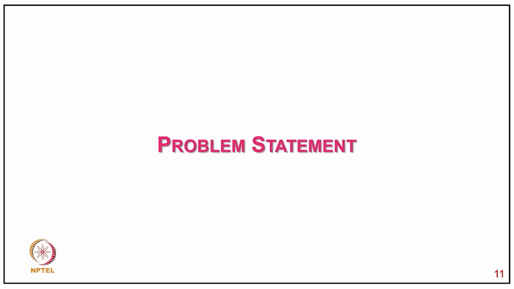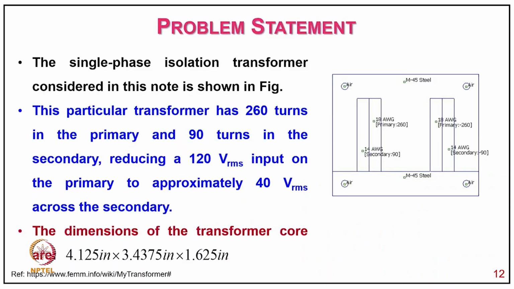Now coming to the problem statement. Consider the single phase isolation transformer shown in the figure. As you can see in purple, the turns as well as the material of the ferromagnetic core are shown. This particular transformer has 260 turns in the primary and 90 turns in the secondary, producing, from a 120 volt input to the primary, approximately 40 volts across the secondary. The dimensions of the transformer core are 4.125 inch by 3.4375 inch by 1.625 inch.